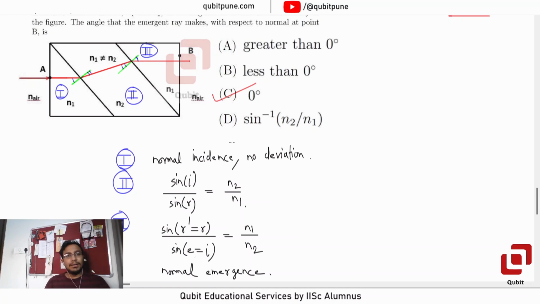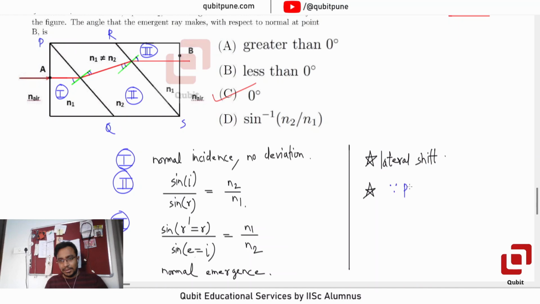So it will actually face lateral shift. And secondly, the key point in this problem is the fact that these hypotenuses, let me call them PQ and RS, because they are parallel, we got that particular relationship. Because PQ is parallel to RS, we get option C.